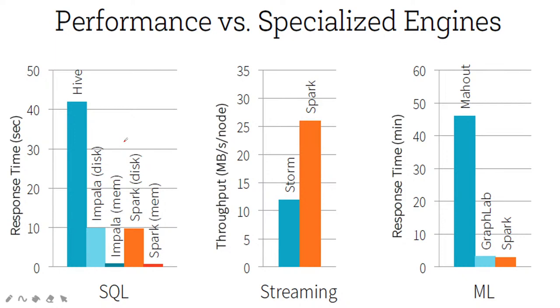And here is performance and specialized engines. That is, how Spark works for SQL, for streaming, and for machine learning. For SQL, you can see we are comparing Spark with Spark memory, Impala memory, Impala disk, and Hive. The x-axis is the response time and the y-axis is the SQL. So if I use Spark disk, we can see how it responds compared to any other framework.